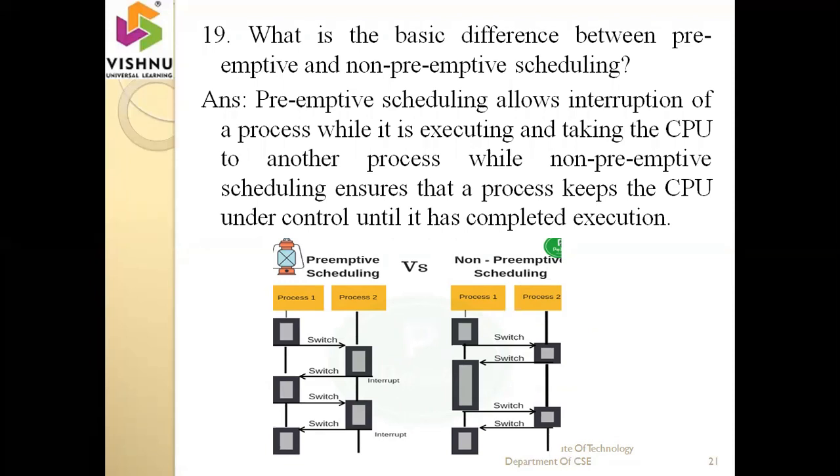Preemptive means in the middle of the execution, we remove the current running process and insert the new process for execution. In the case of non-preemptive, if one process has entered into execution, only after its successful completion do we put the new process into the corresponding processor.